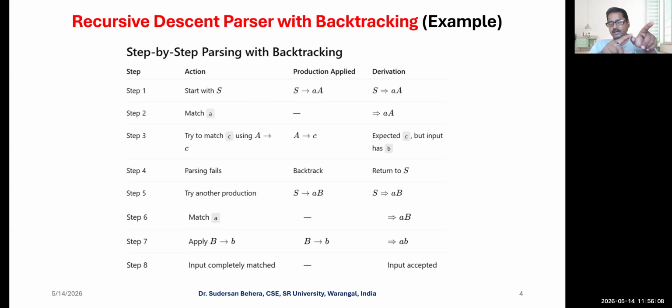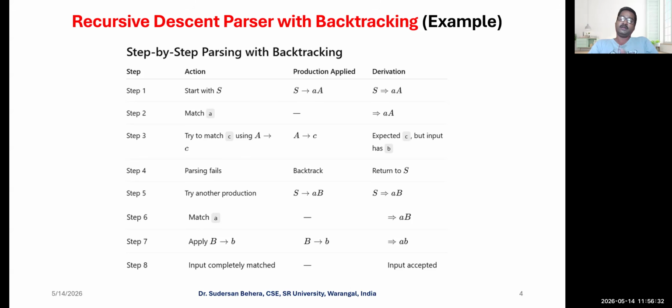So now small b is not equal to c. Expected is c, but input has b. Input is b, which is not matching with c. Now at this point, the parser fails. Okay, and it realizes that this one is a wrong production.